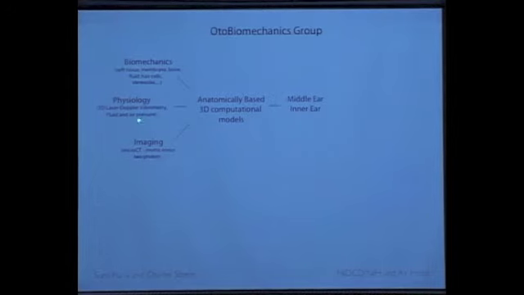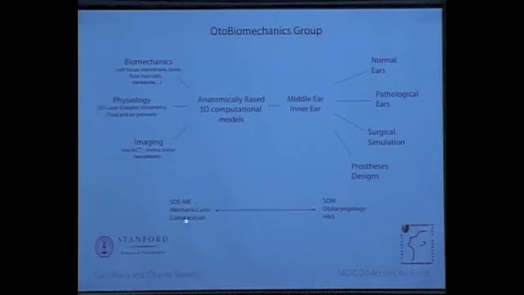So we use biomechanics, and that's modeling. And we use physiological measurements, like measure pressures, and we have a 3D laser vibrometer that we can make measurements of. We do imaging, micro-CT, and 2-photon to develop our models and put input into it. And then we develop models of the normal ear, pathological ears, and then we could do surgical simulations and possibly prosthesis designs as well. So I think it's really a nice synergy between the School of Engineering and the otolaryngology department.